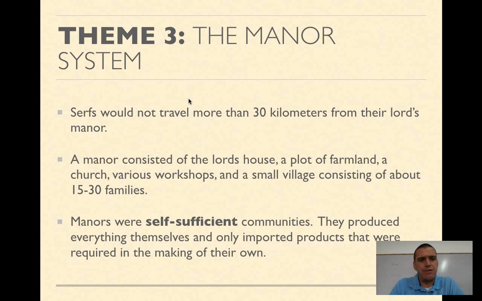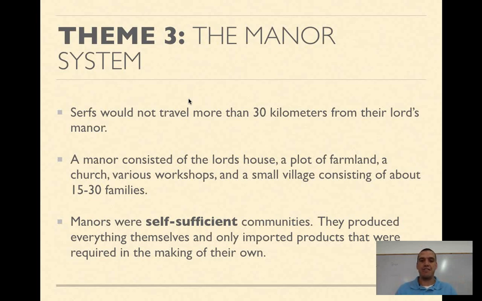The manor itself consisted of the Lord's house. So you have, I guess, the castle or whatever, a plot of farmland. It would most definitely have a church. It would have the various workshops and a small village that consisted of about 15 to 30 families, and these would be the serfs. So it's kind of what we would say a single, independent, self-sufficient community.